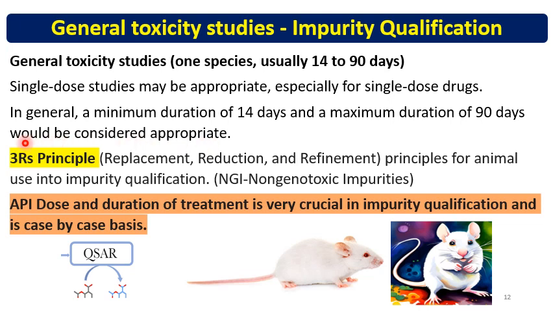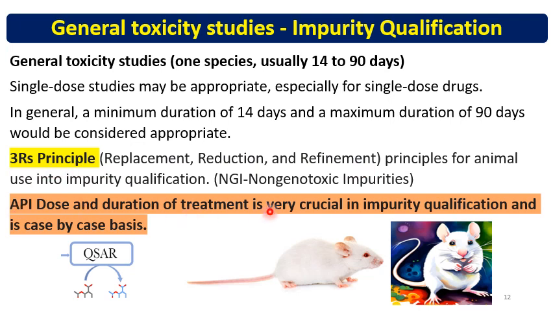In this type of approach, the 3 Rs principle is a must. This principle is a must for understanding. It involves replacement, reduction, and refinement. These are the 3 principles for animal use in impurity qualification. So, if possible, replace the animal requirement. If possible, reduce the animal requirement, and if possible, refine it. That means judiciously justify the actual requirement. So this 3R principle is very important.